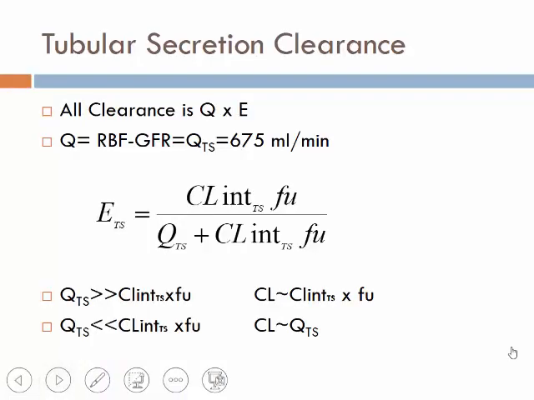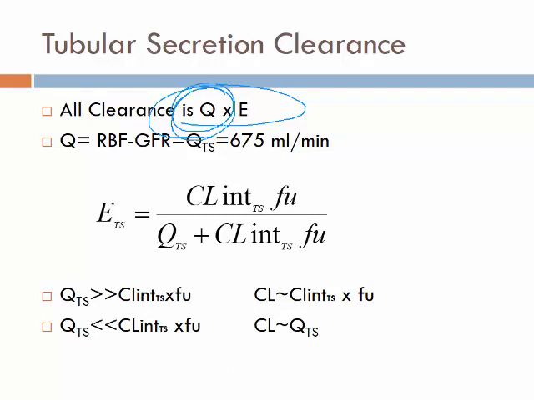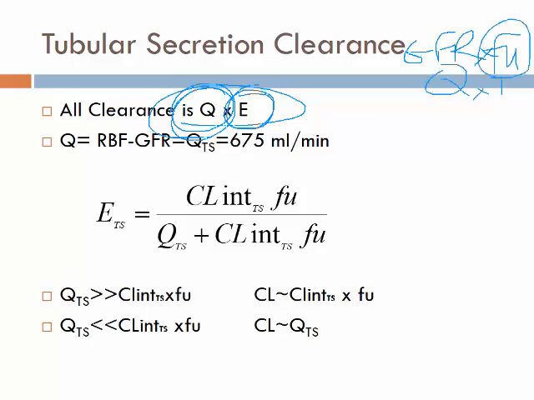So, tubular secretion clearance. If you recall, all clearance is blood flow to the clearance organ times the extraction ratio. Remember, each of these is kind of like its own clearance organ. Filtration clearance, the Q is GFR, and the extraction ratio is just the free drug. So filtration clearance is equal to GFR times fraction unbound in the blood.